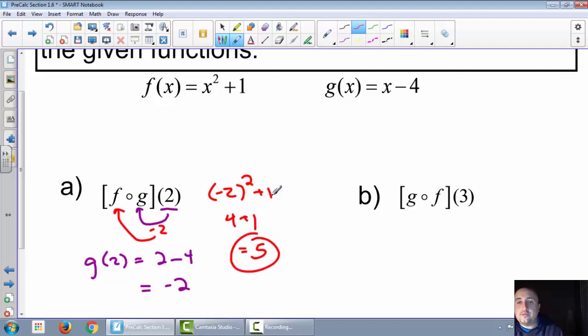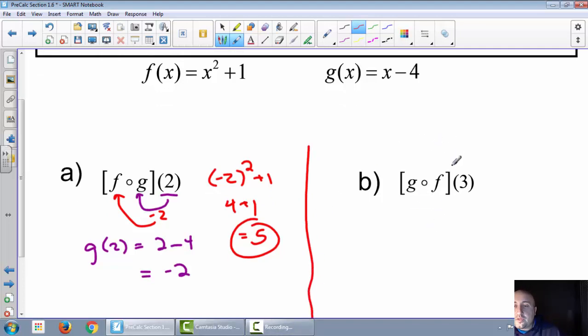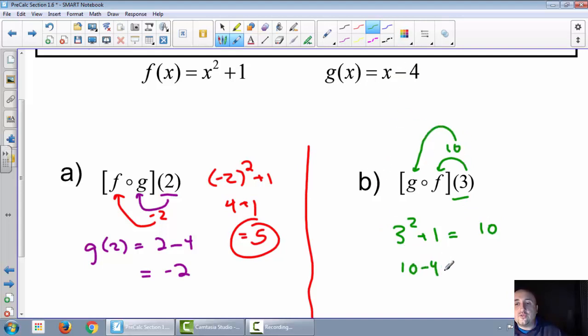So let's do one more example. Hopefully that makes a little bit of sense here. All right, so we're going to do one differently here. We're going to take 3 and we're going to plug it into f. So 3 is going to go into f. So 3 squared plus 1, which equals 9 plus 1, which is 10. So this answer is 10. Now this answer is going to go into g. So 10 is going to go into g. 10 minus 4 is equal to 6. So my final answer is 6. Okay, I think that's pretty easy.